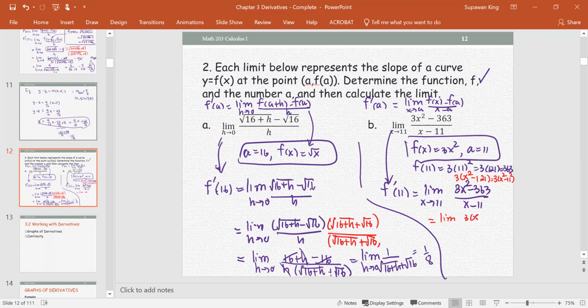So 3 times x minus 11 times x plus 11, divided by x minus 11. The x minus 11 factors reduce. Now we are going to find the limit of 3 times x plus 11 as x approaches 11. Replace the x with the number 11. We get 3 times 22. The answer is 66, as the derivative, or the f prime at 11.